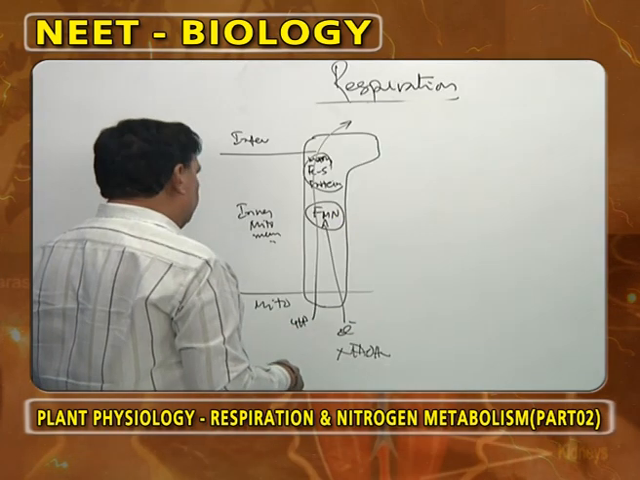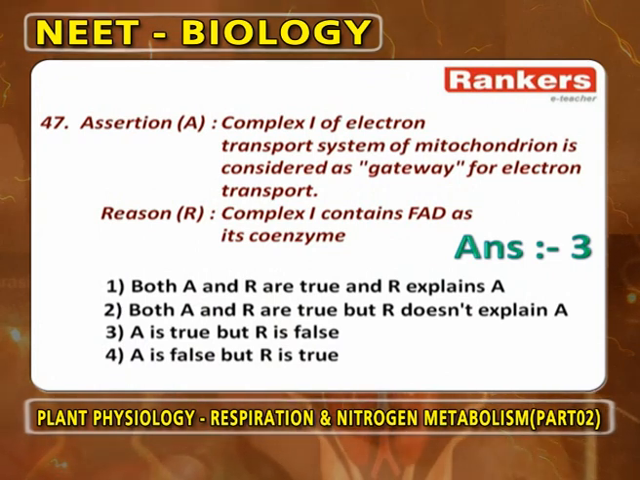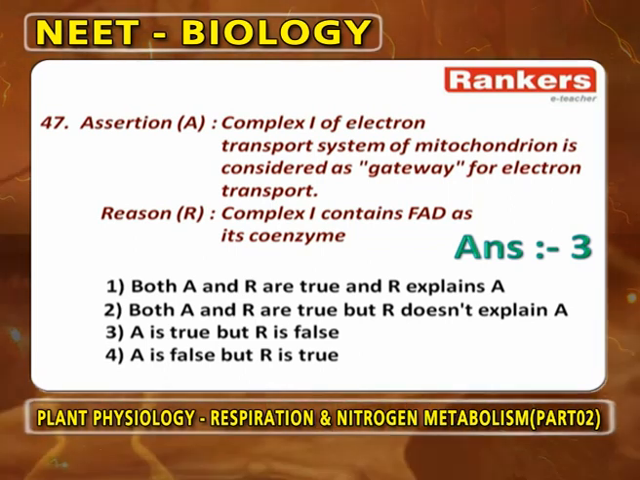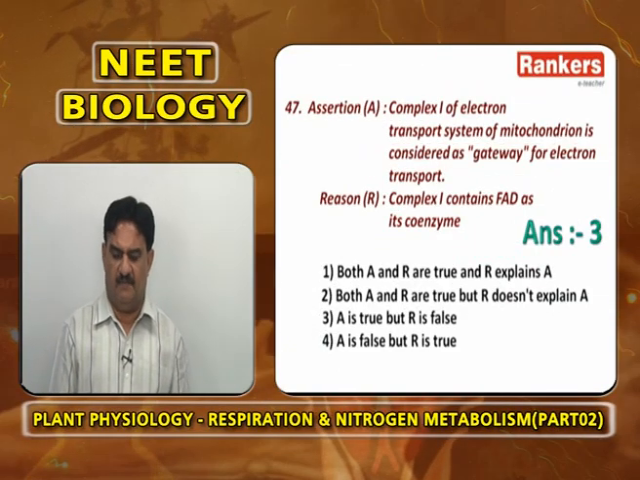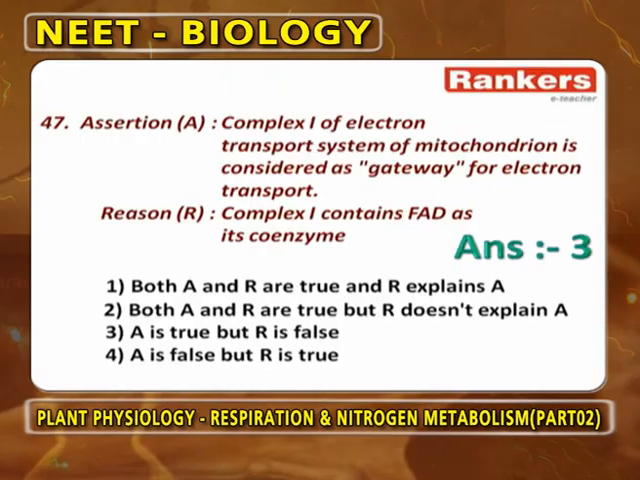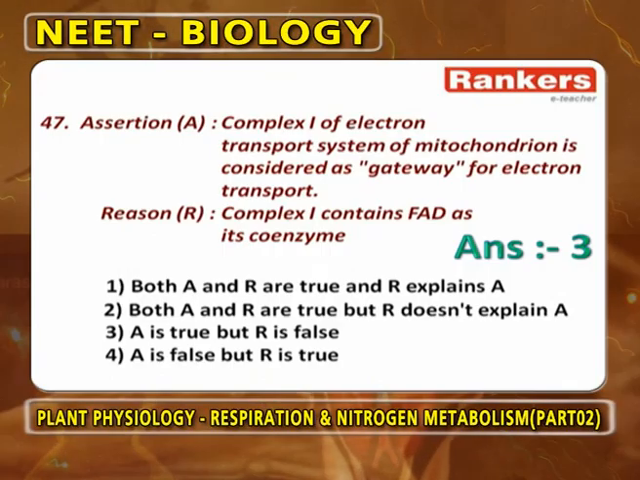So FMN is the prosthetic group of complex 1, the NADH dehydrogenase complex. So complex 1 being the gateway for electron transport is correct. Complex 1 contains FAD as its coenzyme is wrong. Complex 1 contains FMN as its coenzyme is correct. So A is true, R is false.